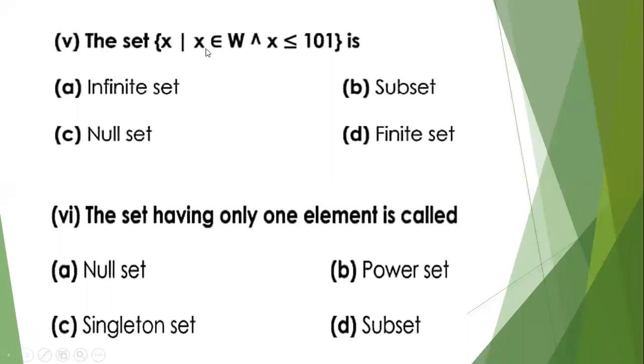The set x such that x belongs to whole number and x is less than or equal to 10 is what type of set? Zoha, correct answer. Ahad, correct answer. Yes, exactly correct answer. Yes, it is finite set. Yes, Zainab Salim, correct answer. It's finite set because the elements of the set are limited till 10. So it is finite set.